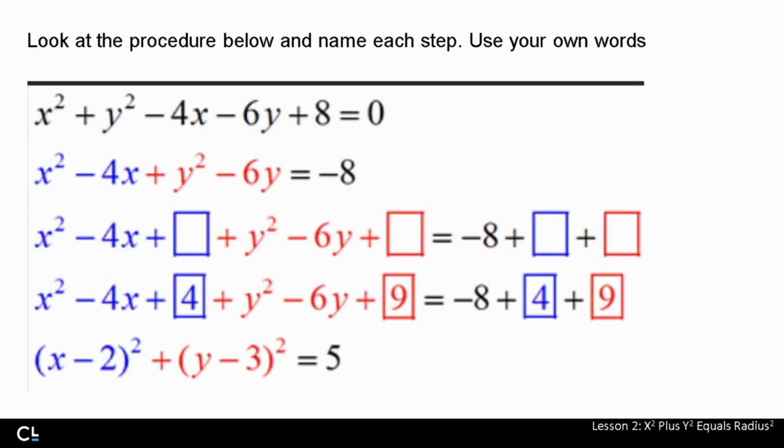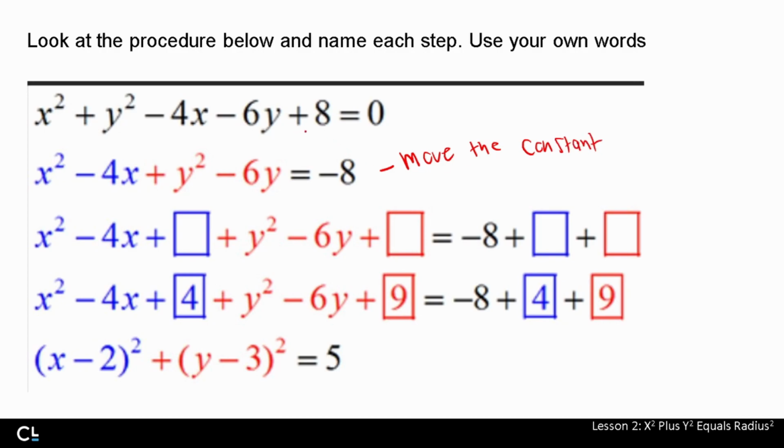So here we have an example, right? And in this example, it gives us our general form equation right at the top in black here. This is x squared plus y squared minus 4x minus 6y plus 8, right? That's not the form we know. We can't tell the center or the radius from this, but we want to get it into that form. The first thing you have to do is move your constant.